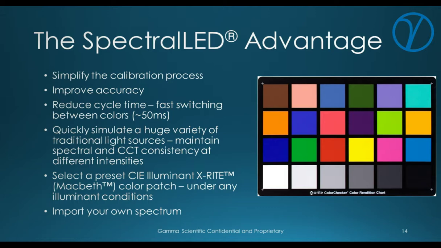So the advantages as we see them are simplifying your calibration process, improving accuracy, reducing the cycle time by using our fast switching, and being able to quickly simulate a huge variety of different light sources, all by maintaining a constant CCT. So we can do things like simulate a CIE illuminant or X-Rite color patch under different illuminant conditions, or as I mentioned, you can import your own spectrum that you've measured with an external spectroradiometer. Very simple format to import your own data there.